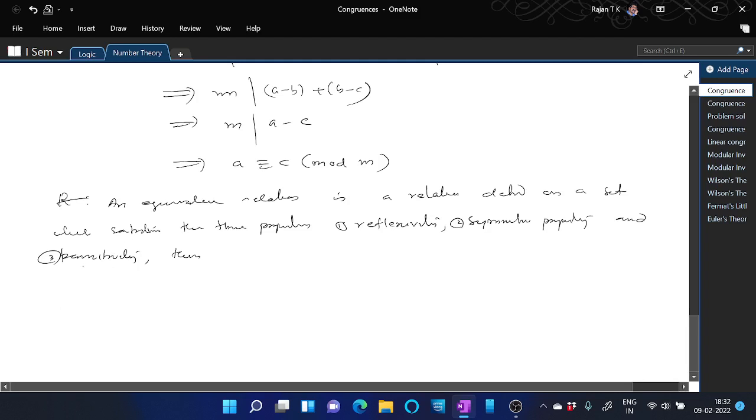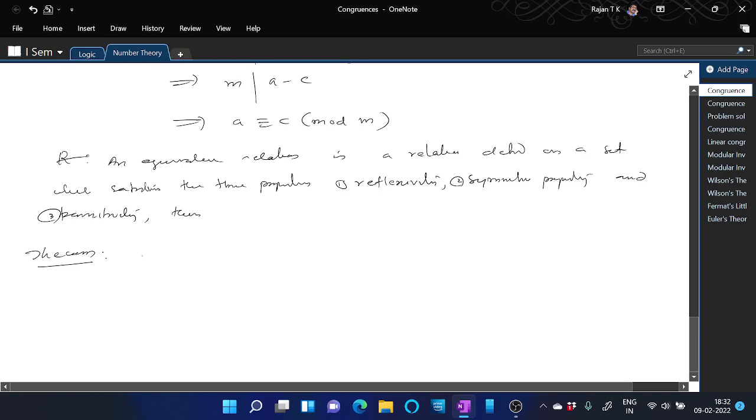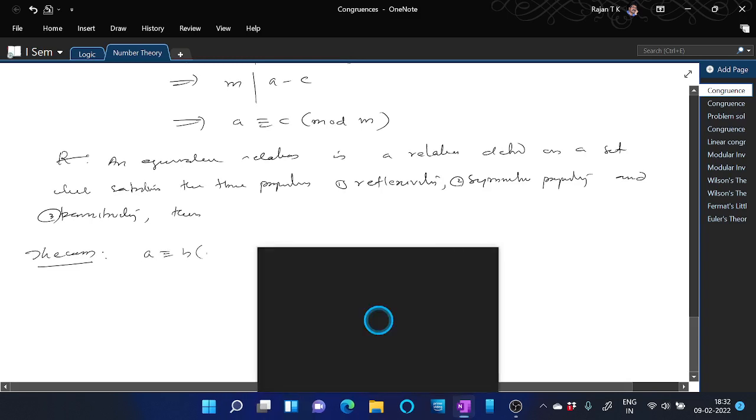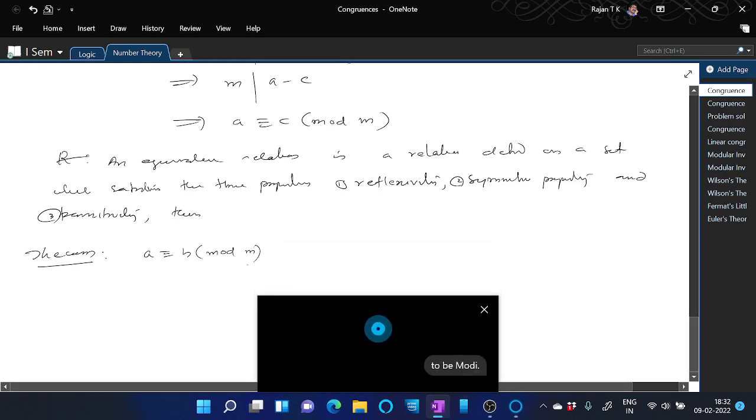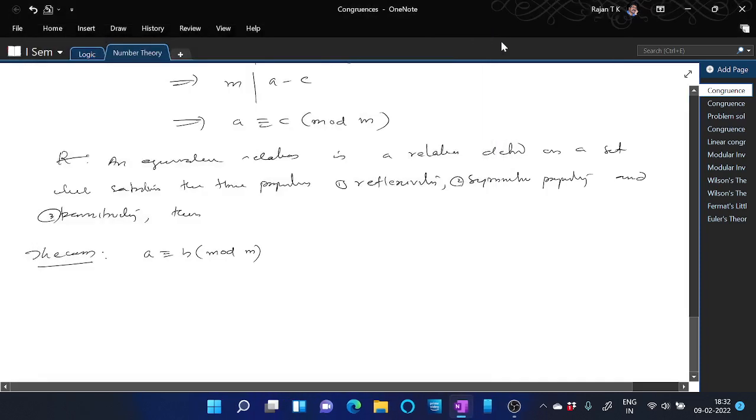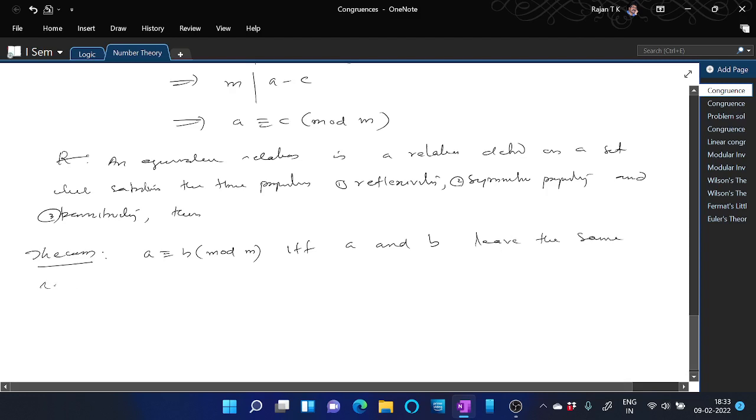Now, another theorem, the result that we get from the idea of congruence is: A is congruent to B mod M if and only if A and B leave the same remainder when divided by M.